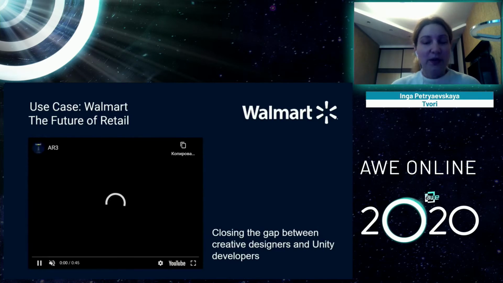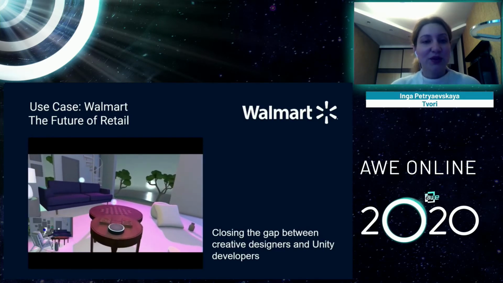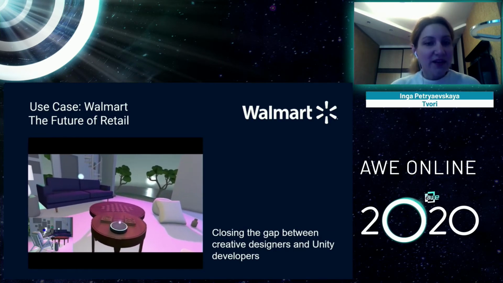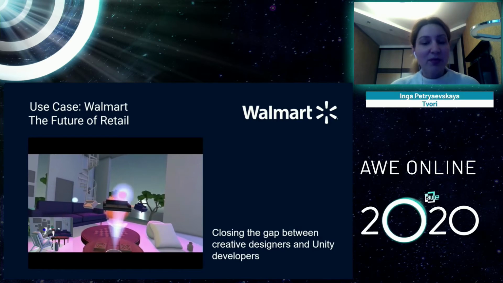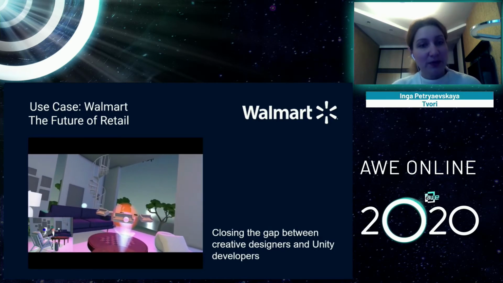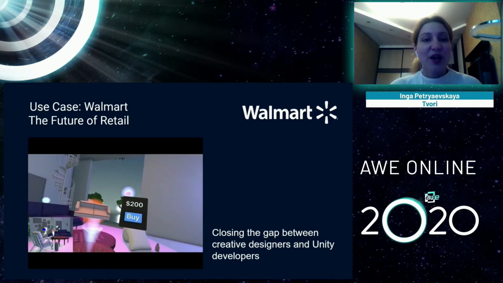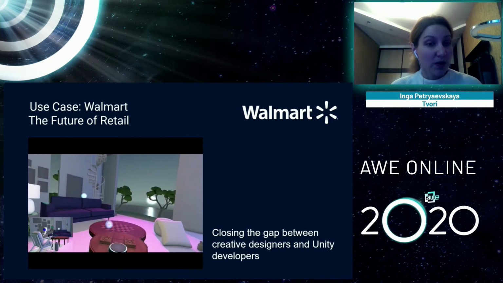Another example is Walmart. Of course, you all know about Walmart doing lots of stuff for trainings, but also Walmart is working on the future of retail. And there was a big communication gap between designers and the developers, the Unity developers. So the development cycle was just too long.